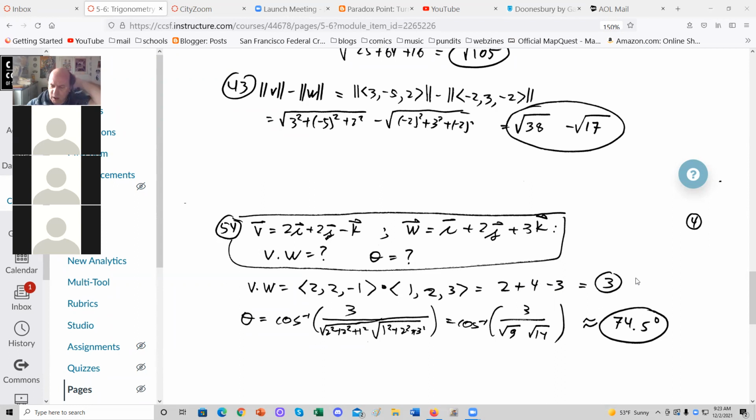The angle between them is the arc cosine of the dot product over the product of the lengths. Arc cosine of the dot product, 3, over. Length of (2, 2, -1) is the root of 2 squared plus 2 squared plus 1 squared. Length of (1, 2, 3) is the root of 1 squared plus 2 squared plus 3 squared. 2 squared is 4, plus 2 squared is 4, plus 1 squared is 1. It's 9, so square root of 9. 1 squared is 1, 2 squared is 4, 3 squared is 9, 1 plus 4 plus 9 is 14. So arc cosine of 3 over root 9, root 14.